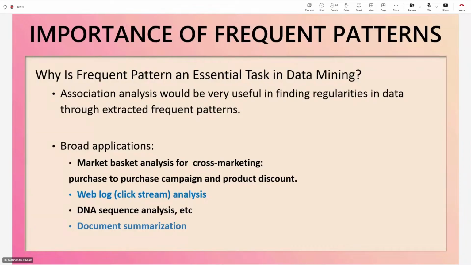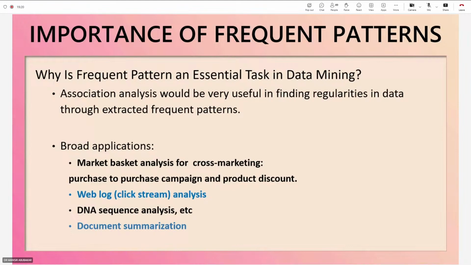data mining. So association analysis will be very useful in finding regularities in data through extracted frequent patterns, because we cannot say that there is association or correlation between maybe item A and item B, unless you analyze and find out how many times it appears in the data set. So this is what the model is trying to do. The association model is trying to find that in the data set, because sometimes we are dealing with data where only the model can help us, so that we can use that analysis to take appropriate decisions in our daily activities.